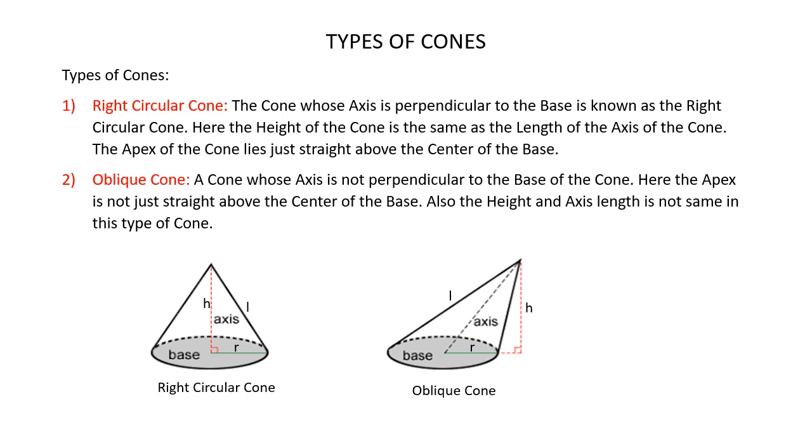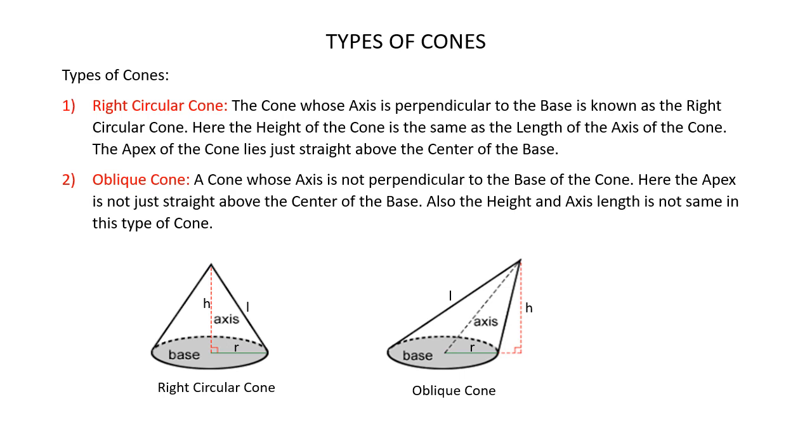Now here, the line drawn from the apex of the cone to the center of the circular base is also the height. So clearly here in a right circular cone, the height of the cone is the same as the length of the axis of the cone. Also, you can see here that the apex of the cone lies straight above the center of the base.